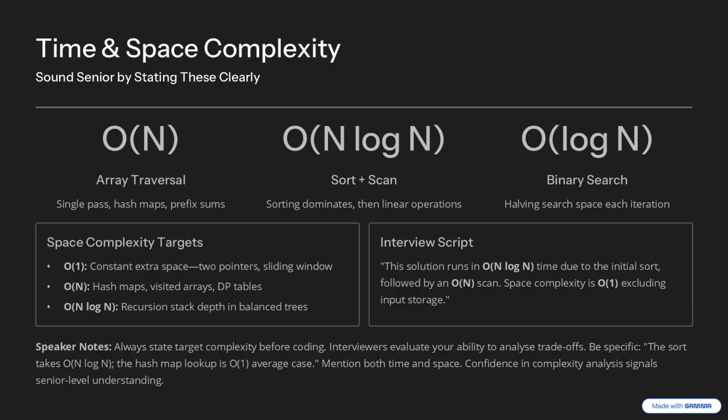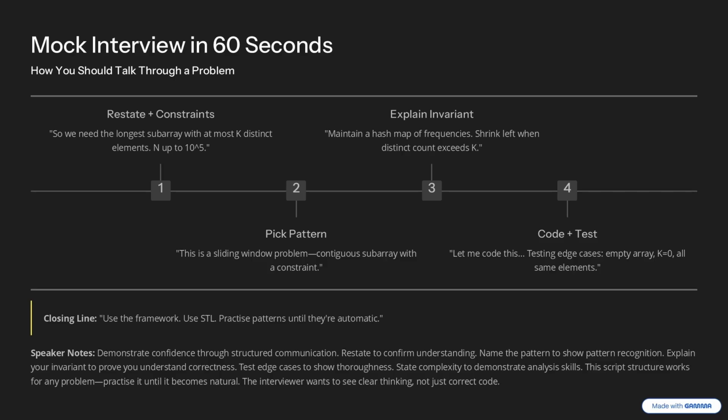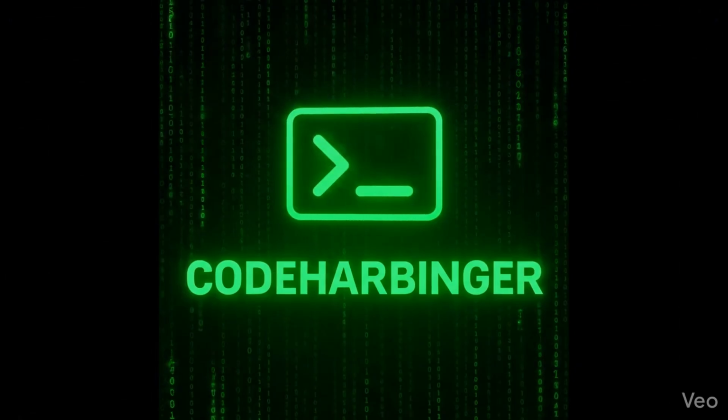Let's close with a 60-second mock approach. Restate the problem and confirm constraints. Pick the pattern and explain why it fits. State the key invariant in one sentence. Code cleanly using STL. Test two edge cases, like empty input and maximum values. That is how you crack coding interviews. Framework, patterns, and consistent practice.